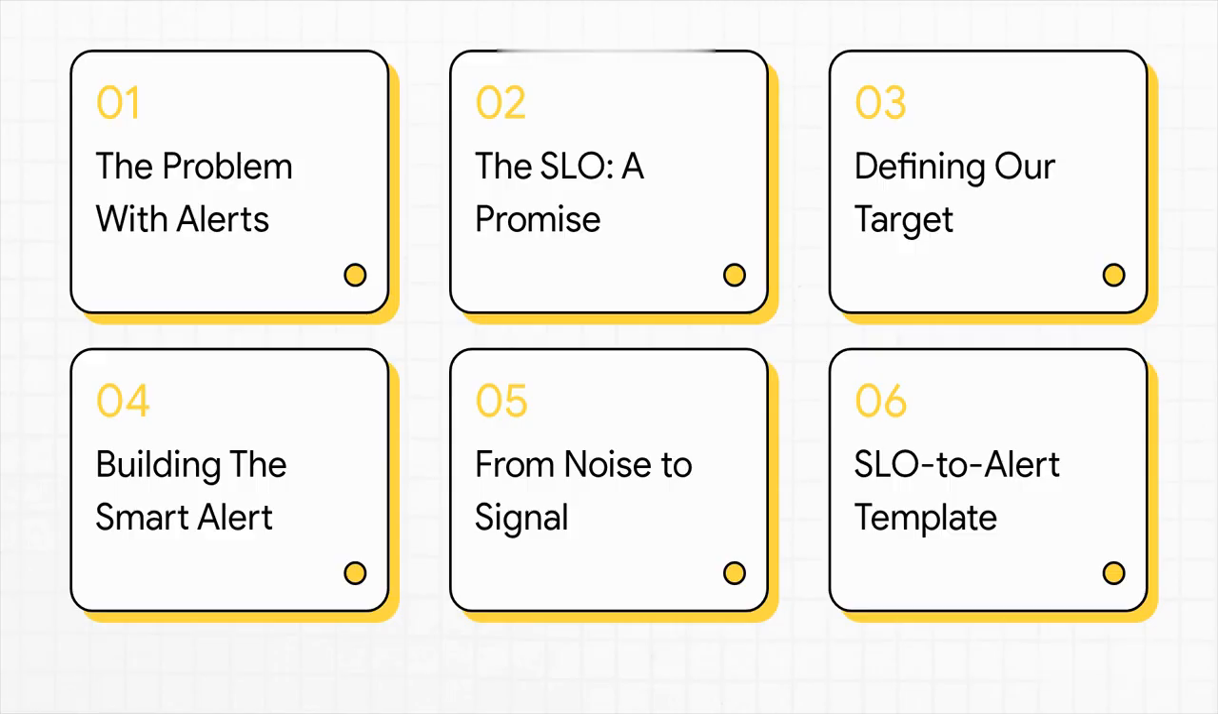So here's our game plan for this explainer. We'll start by digging into the real problem with most alerts. Then we'll bring in our hero, the SLO. We'll define a concrete target, walk you through building a much smarter alert, and then look at the incredible transformation from noise to signal. And don't you worry, we'll wrap it all up with a template you can use right away.